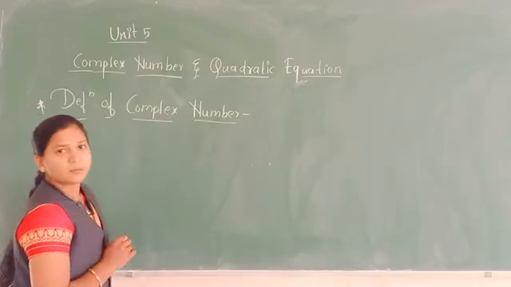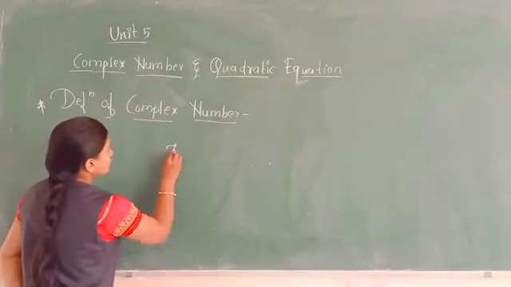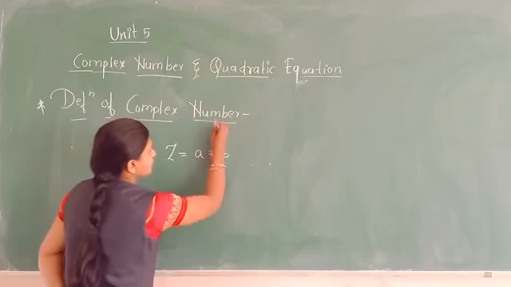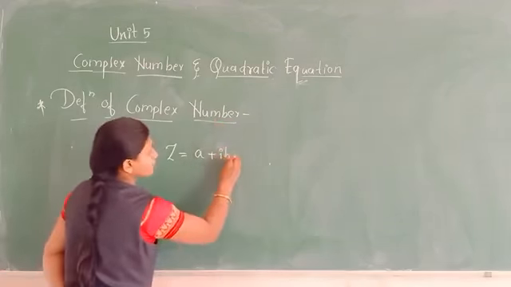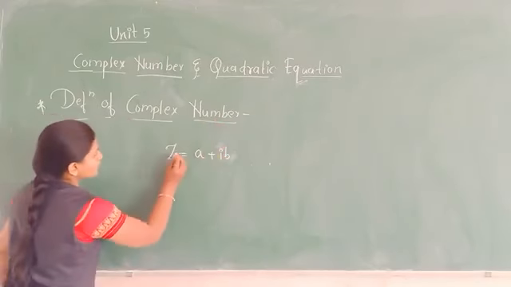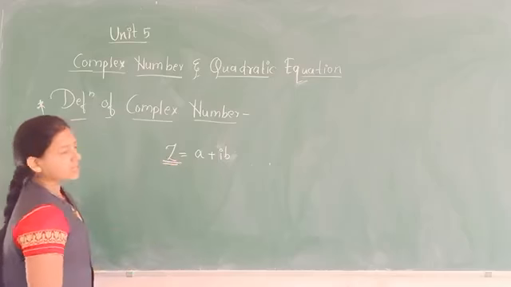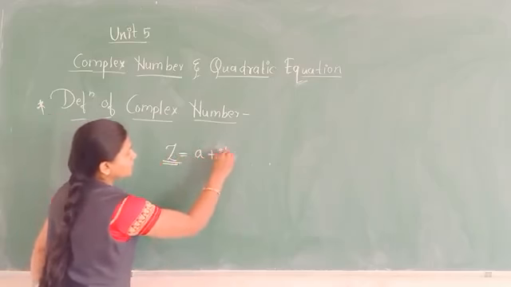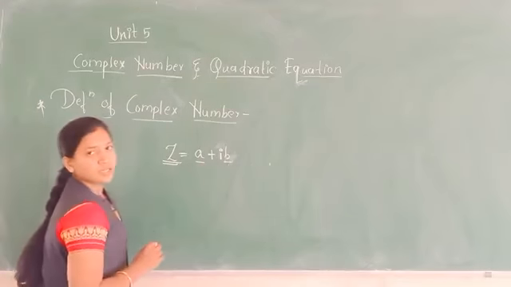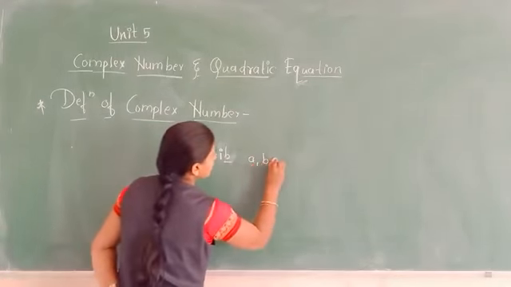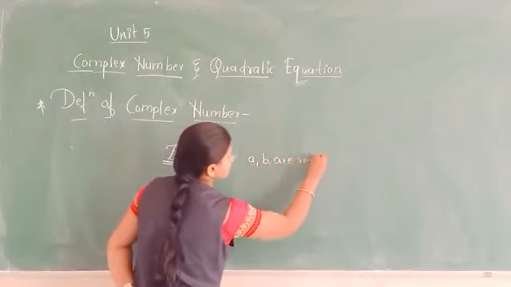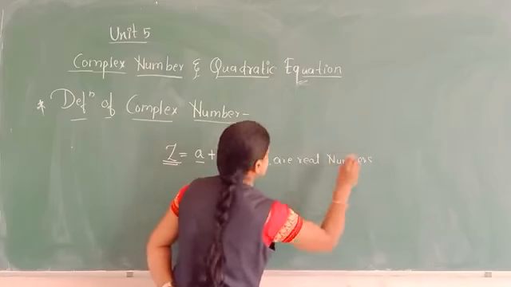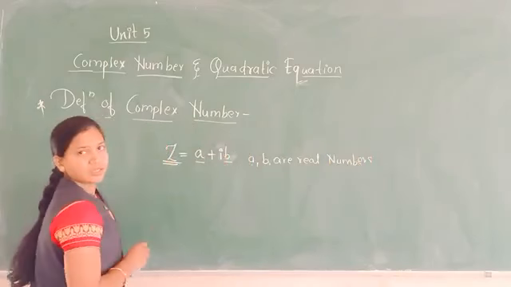See here, a complex number is always in the form z is equal to a plus ib. A complex number is always denoted by capital letter Z, and here a and b are real numbers.